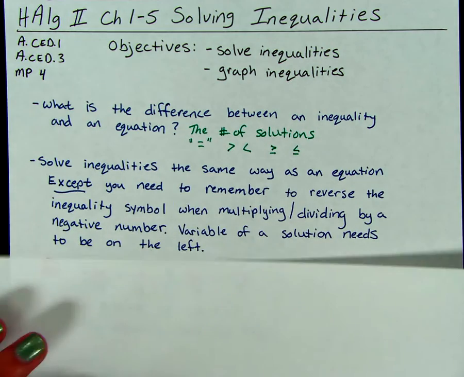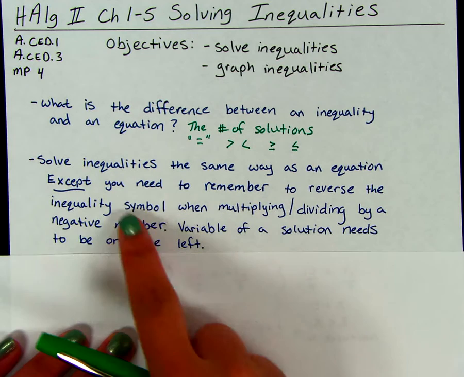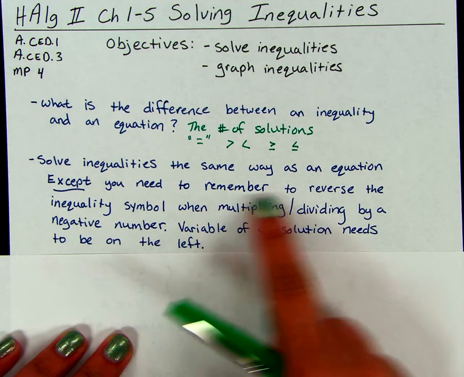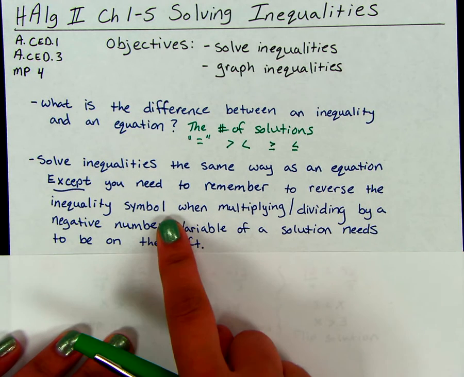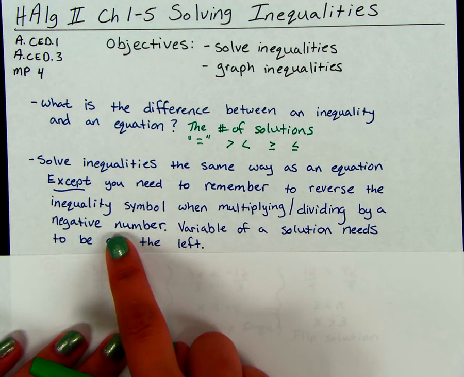Now to solve, we're still going to use the same rules. Basically we just ignore the middle sign and still follow the same rules of solving. We need to add and subtract, multiply and divide, and worry about grouping symbols, all of that stuff. Now there is one important difference that we need to remember. We need to reverse the inequality symbol when we multiply or divide by a negative number.